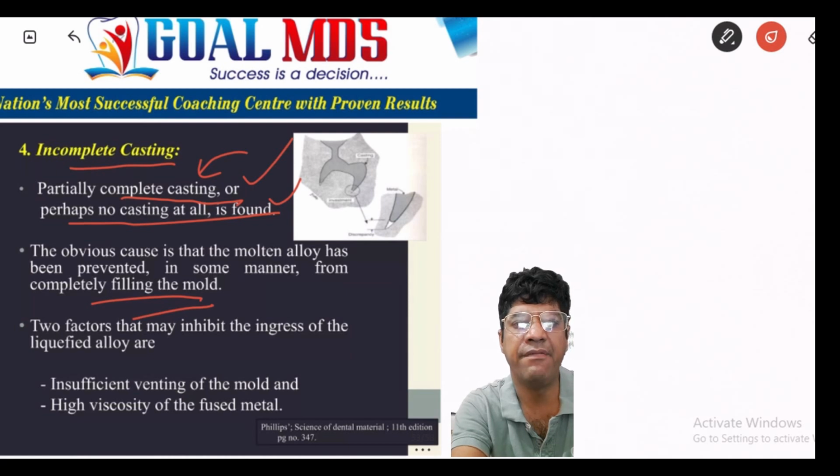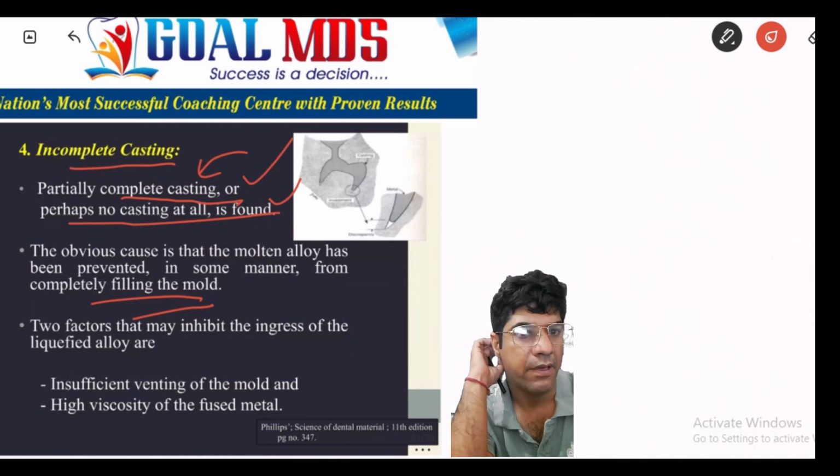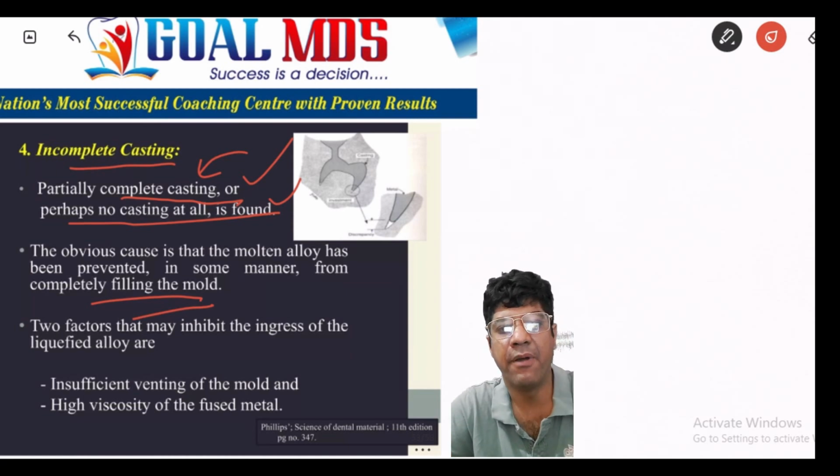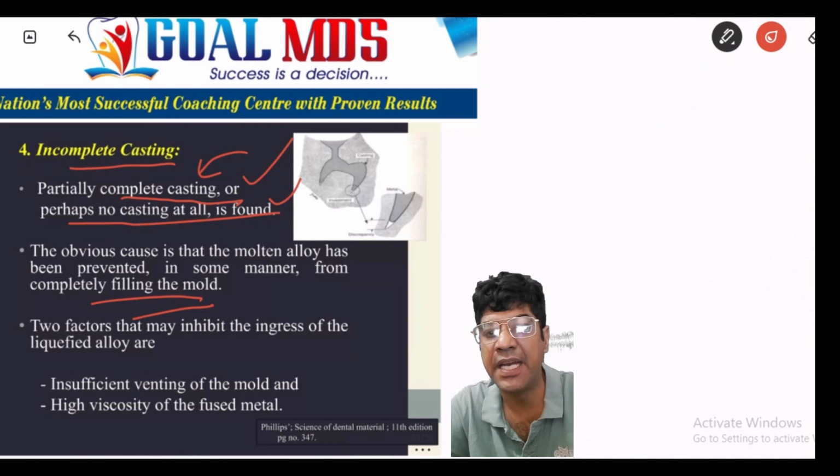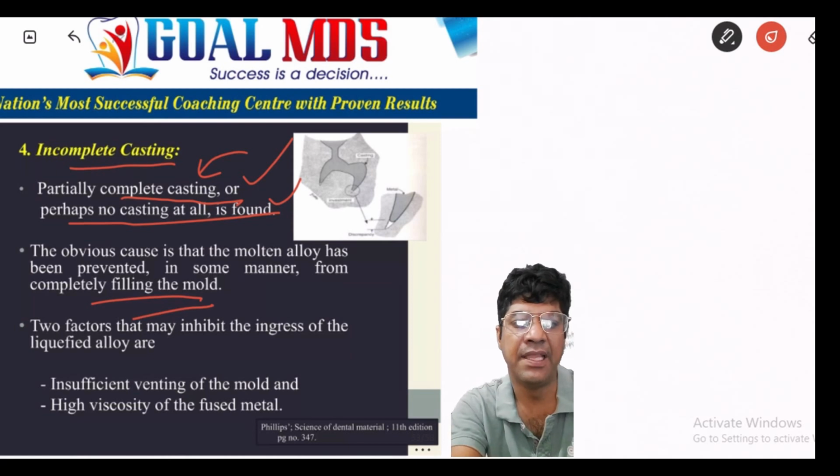The other is the high viscosity of the fused metal. Viscosity is the measure of a material's resistance to flow. So when the molten metal has high viscosity, that means it will flow less easily. So it will have difficulty reaching all the parts of the mold, especially the narrow sections. So the high viscosity molten metal may solidify too quickly before it can fully fill the mold, that results in incomplete casting.